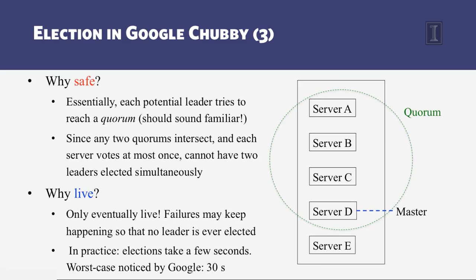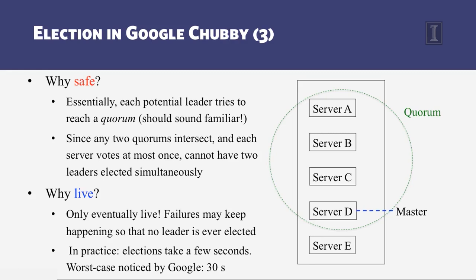So why is this approach safe? Well, essentially every potential leader is trying to reach a quorum in the system. And once again, this is an example of a technique that you have seen elsewhere in the course that should be familiar to you. A quorum is essentially a majority or larger. Since any 2 quorums, no matter which processes they contain, are guaranteed to intersect in at least one process, and each process can vote for at most one leader, you cannot have the case that multiple leaders are elected by this election protocol. So this algorithm guarantees safety.